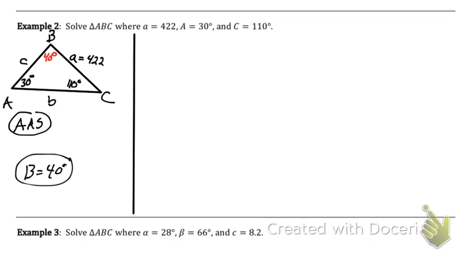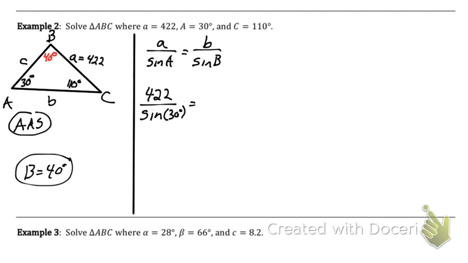So we just figure out the side that I know and make sure it's opposite an angle I know. I know side A, I know angle A. So we're going to say A divided by sine A equals any other side that I'm missing. So let's go ahead and find B over sine B. Side A is 422. Sine of angle A is 30 degrees, equals B over sine of angle B. Angle B is in fact 40 degrees.